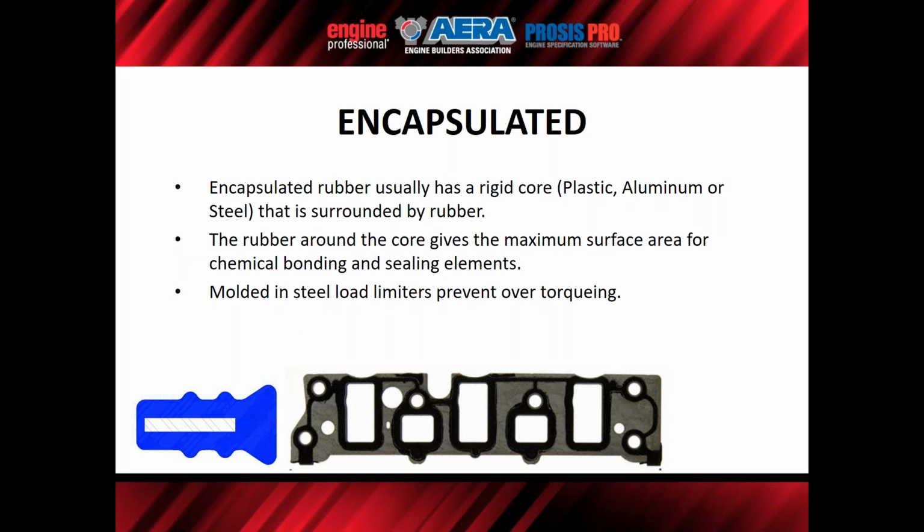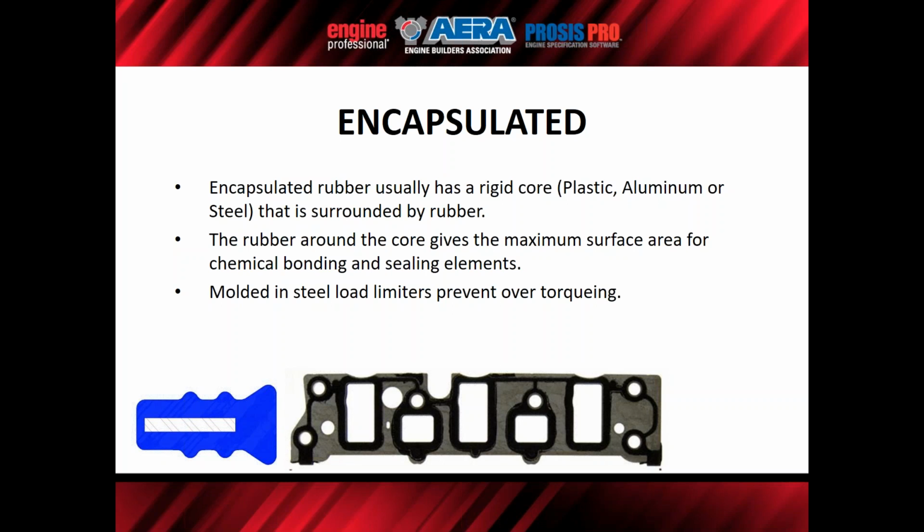Encapsulated designs. This is kind of like a replacement for that plastic intake gasket that you saw there just previously. So these gaskets usually have a rigid core, plastic, aluminum, or steel. It's surrounded by rubber. So you have all of this extra surface area to chemically bond the rubber to. So you've got a nice strong seal that can't pull away from the carrier.